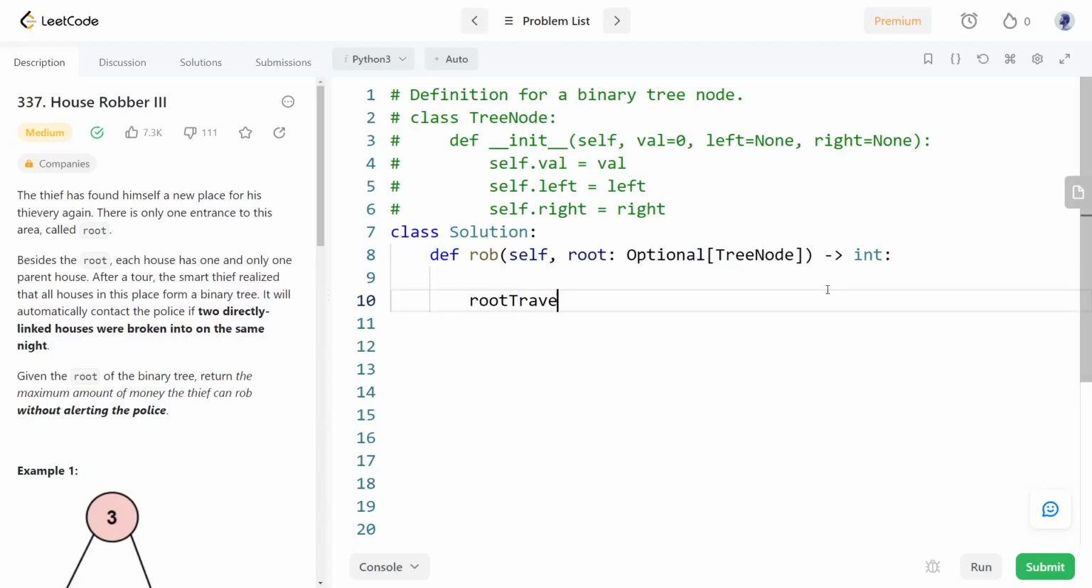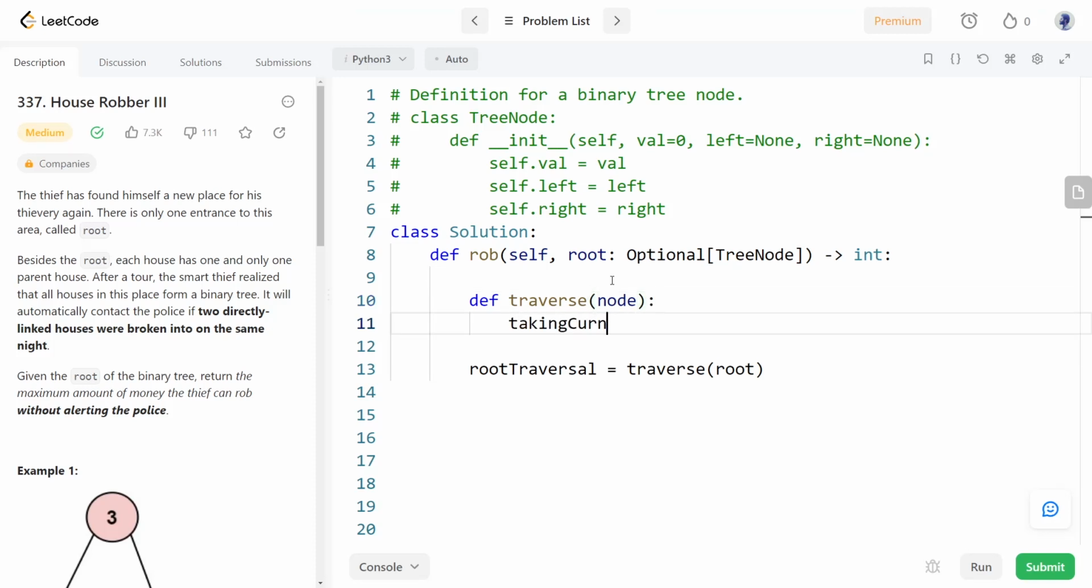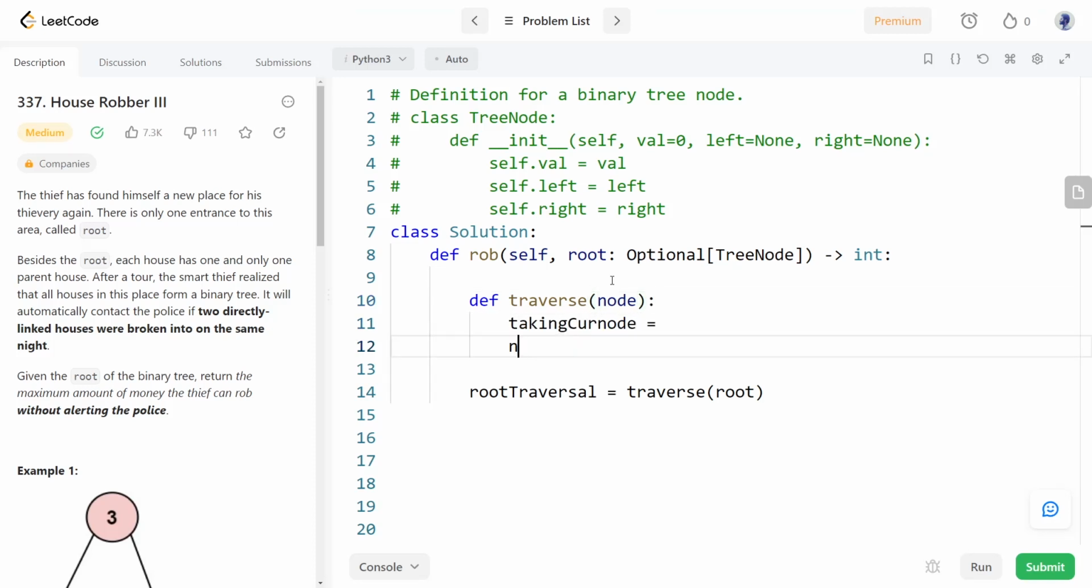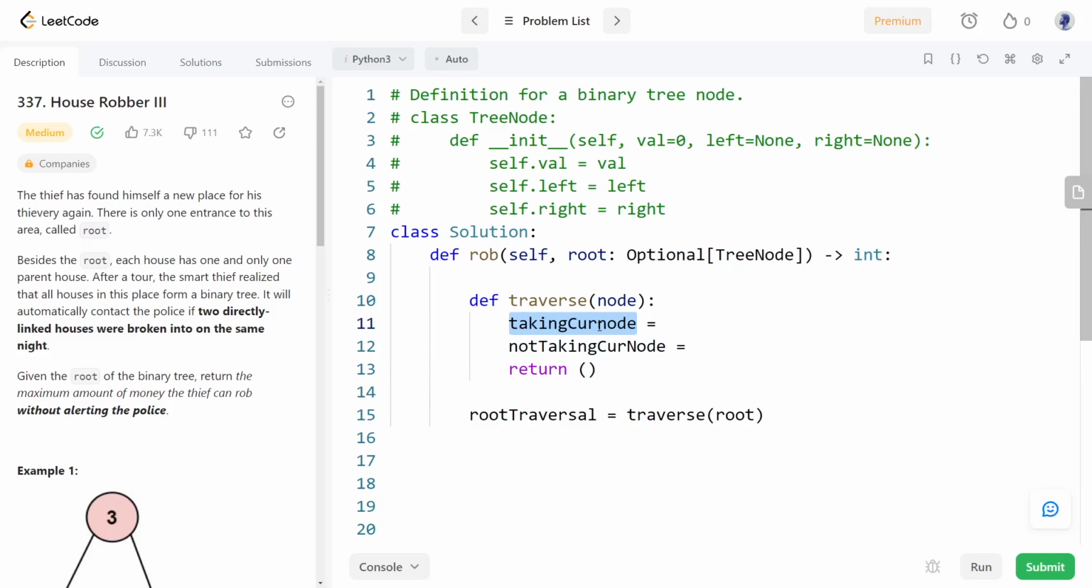Now let's code the solution. We will recursively traverse through the tree starting from the root node. We will write a separate function to recursively traverse the tree. For the current node, we need to find out the maximum amount of money we can rob by taking the current node and by not taking the current node. And at last we will be returning it as a tuple.